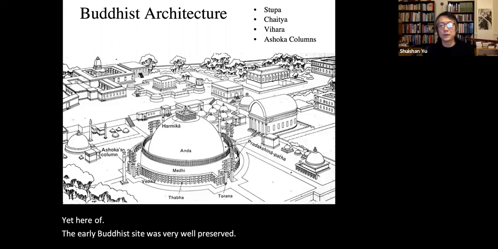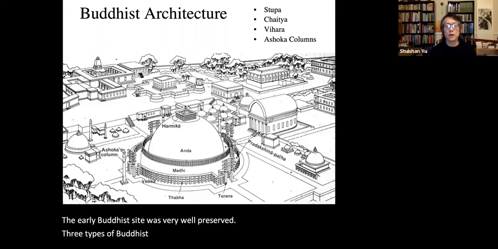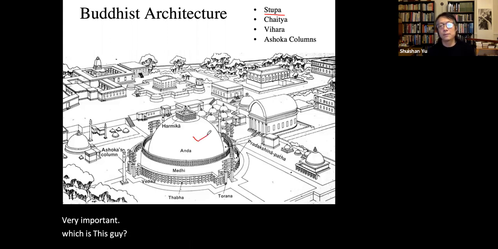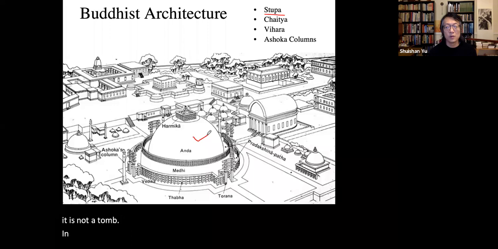Three types of Buddhist architecture, very important. Stupa, which is this guy, is a Buddhist tomb. But it is not a tomb in our common funeral culture. Because according to Buddhism, no one actually died.